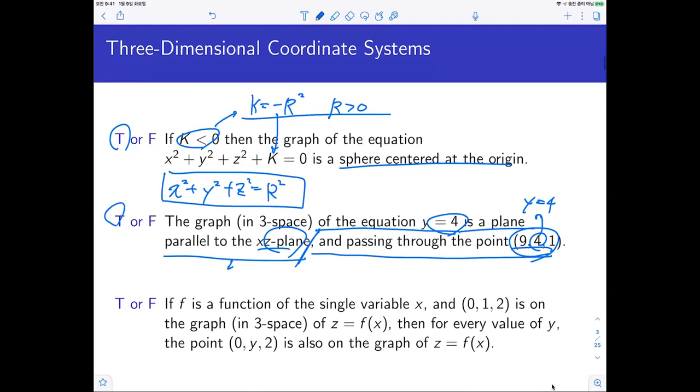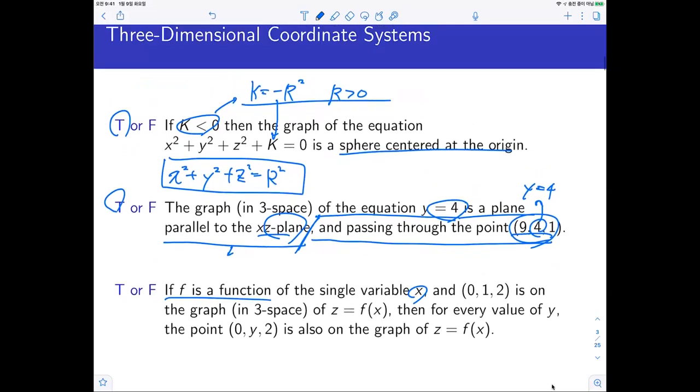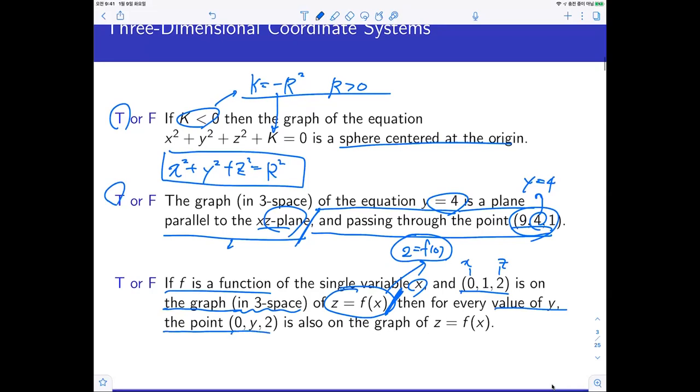So this is true. Next one, if f is a function of the single variable x, here (0, 1, 2) is on the graph in three dimensional space of z equals f(x). So this means this relation is independent of the variable y. Since x is 0 and z is 2, we have 2 equals f(0). So we get the property of f: f(0) is 2. Then we should show that for every value y, the point (0, y, 2) is also on the graph z equals f(x).